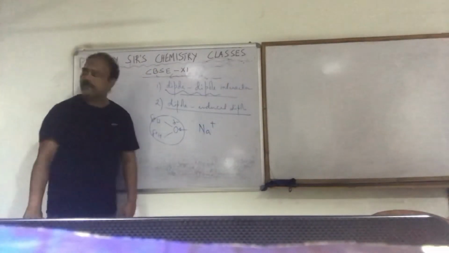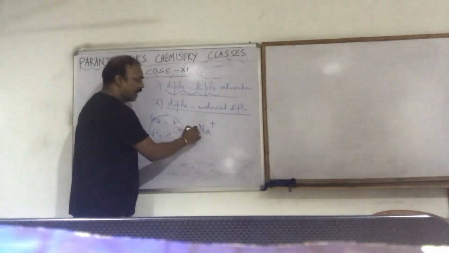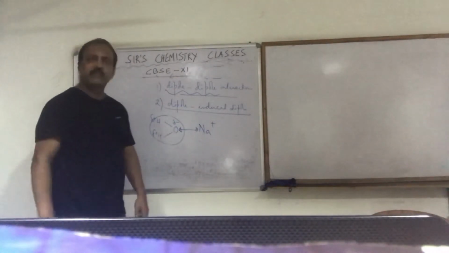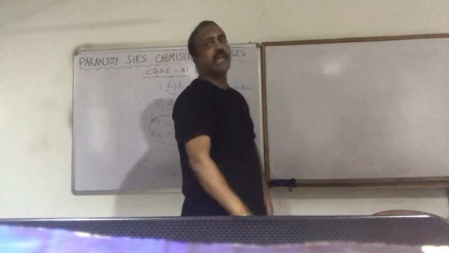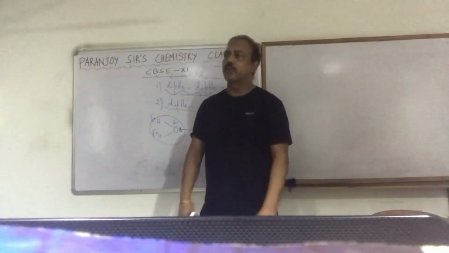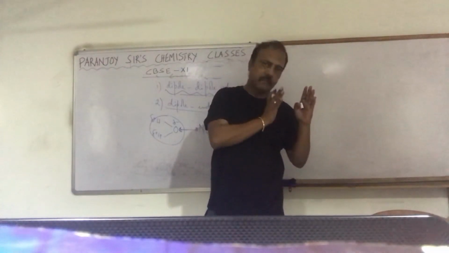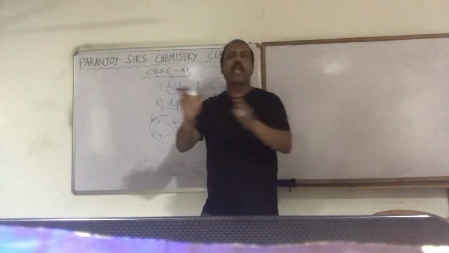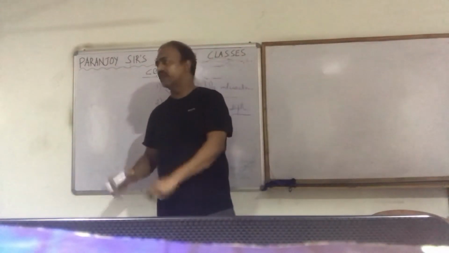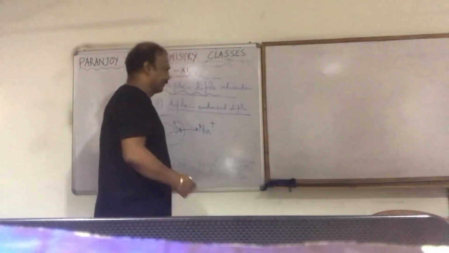or it can be a negative ion also. Will there be a force of attraction between this O negative and sodium positive? That force of attraction between the ion and the dipolar molecule is known as ion-dipole interaction. So it is between a dipolar molecule, a polar molecule, and the ion. The ion can be positive, negative, anything. Is it clear? Okay.